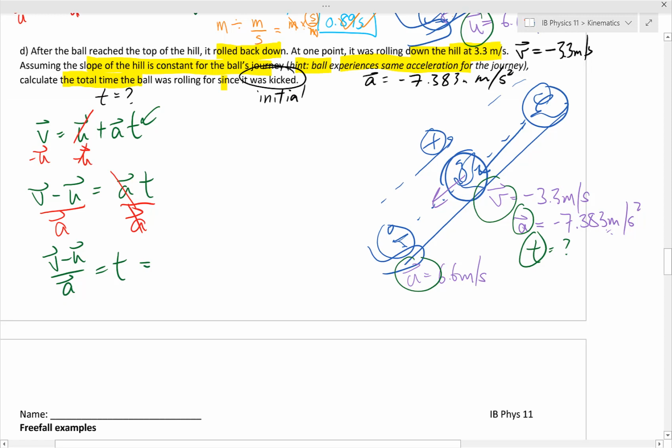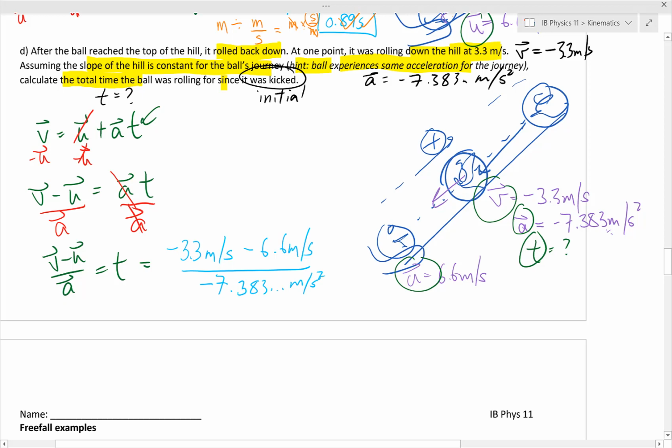Now this is when directions matter. This is a very good example of where someone like me, back in the old days, may have screwed up if I didn't pay attention to positives and negatives for direction. So final velocity, for example, is negative 3.3 meters per second, minus initial velocity 6.6 meters per second, divided by the acceleration, which is also negative 7.383 continuous, I will find it on my calculator, meters per second squared.